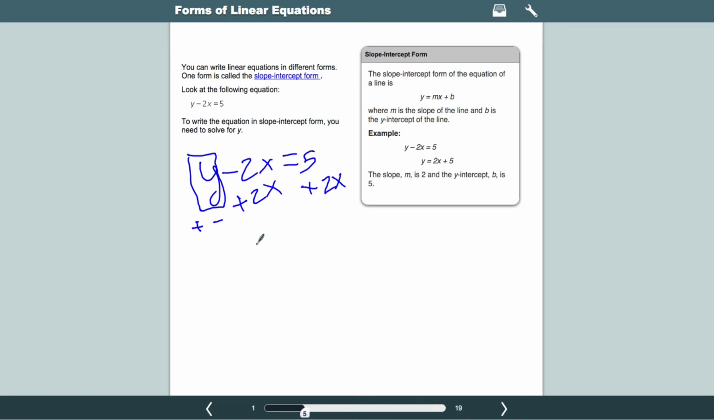And I'm left with y equals 2x and a positive 5. Notice I put the 2x in front just to begin with. Okay, that gives us the y equals mx plus b format right away.